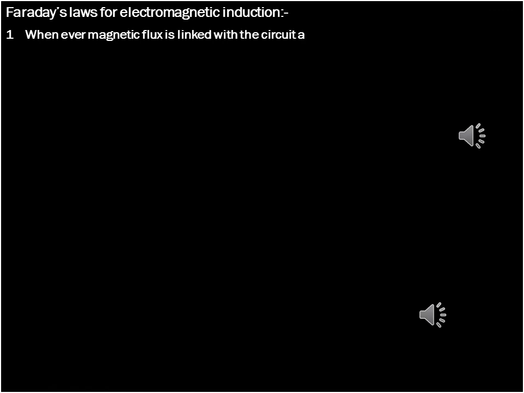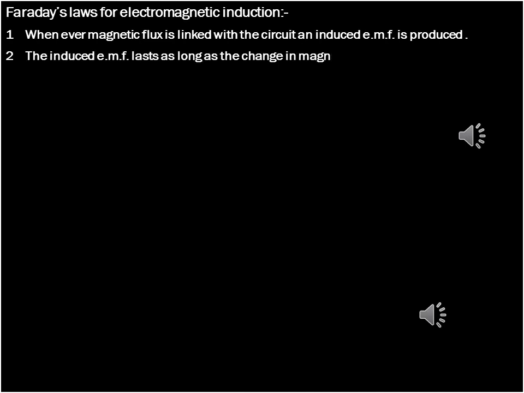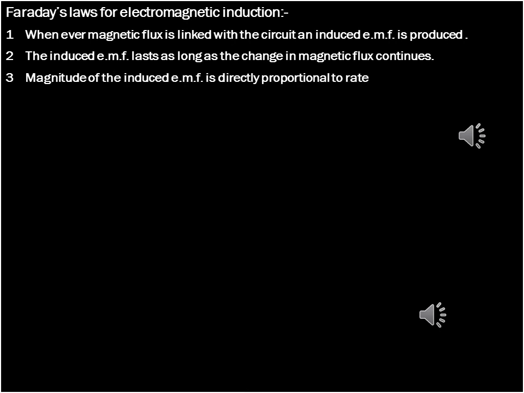Faraday's laws of electromagnetic induction. First, whenever the magnetic flux linked with a circuit changes, an induced EMF is produced. Second, the induced EMF lasts as long as the change in the magnetic flux continues. Third, the magnitude of the induced EMF is directly proportional to the rate of change of magnetic flux linked with the circuit.